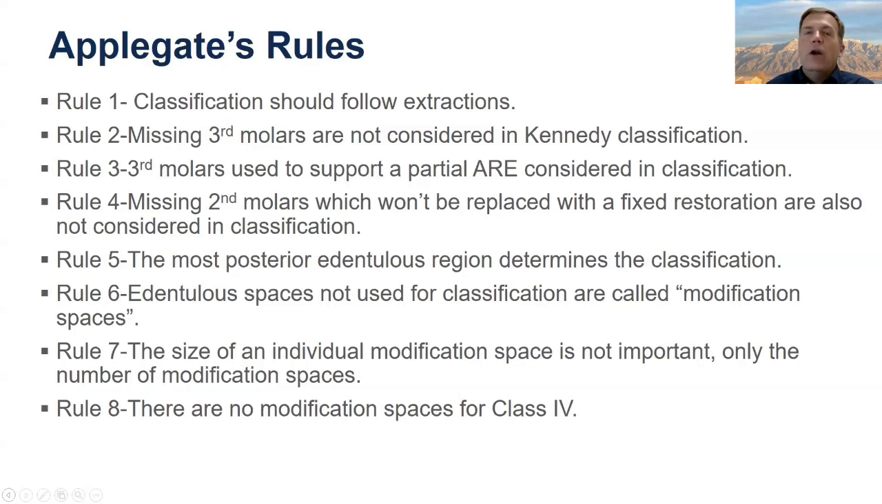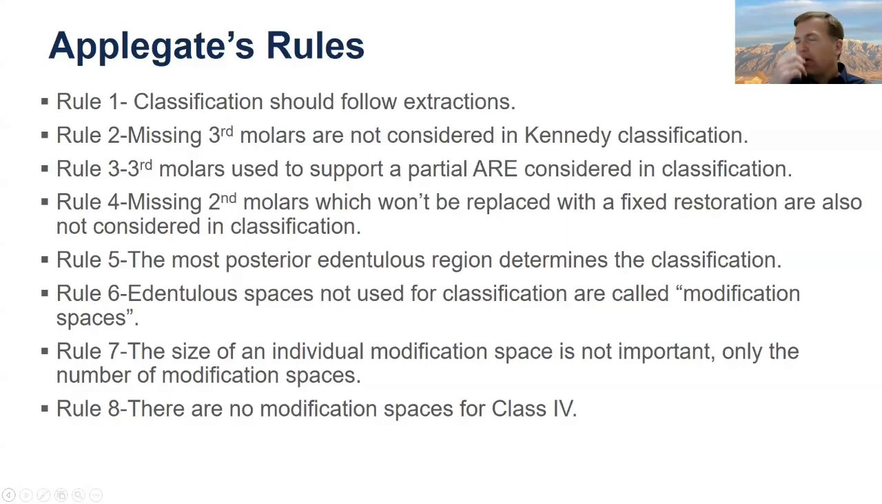However, if we are using the third molars as abutments, then we do count those. Rule number 5 is pretty important because you have, I'm sure, seen lots of cases where you have a couple of premolars and a cuspid, and again, we'll see that on the next slide. And it's like, well, what is it? Is it a class 1 or a class 4? And so in those situations, we can say that the most posterior dentulous region determines it.